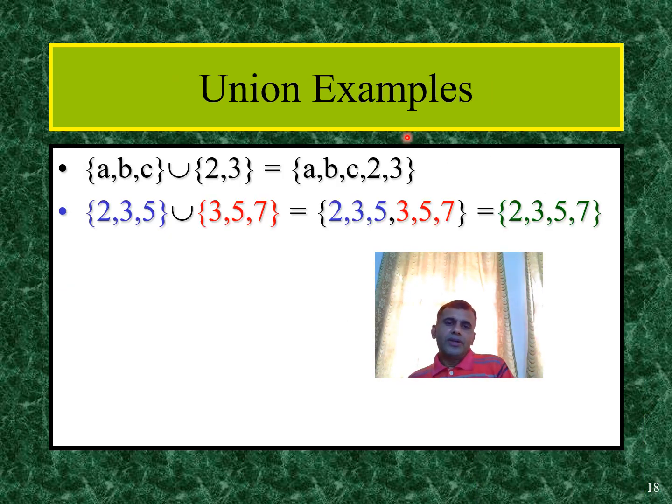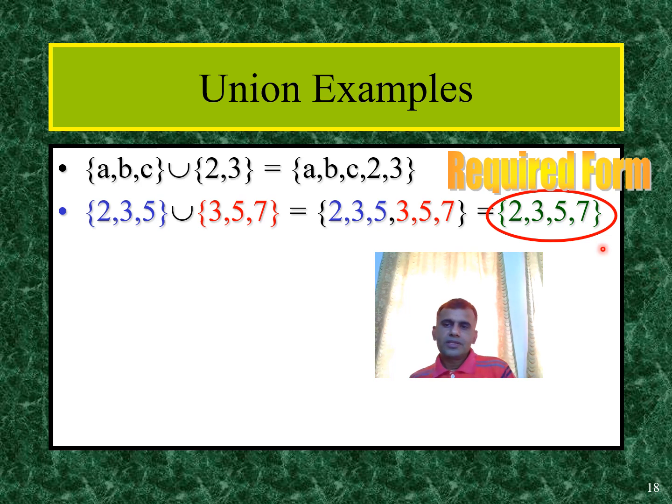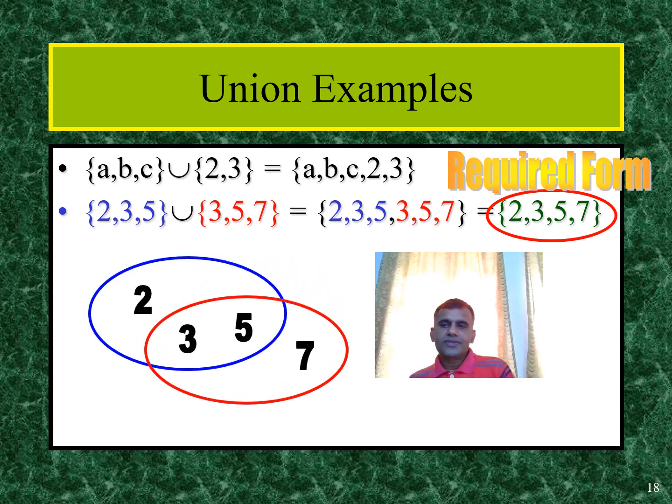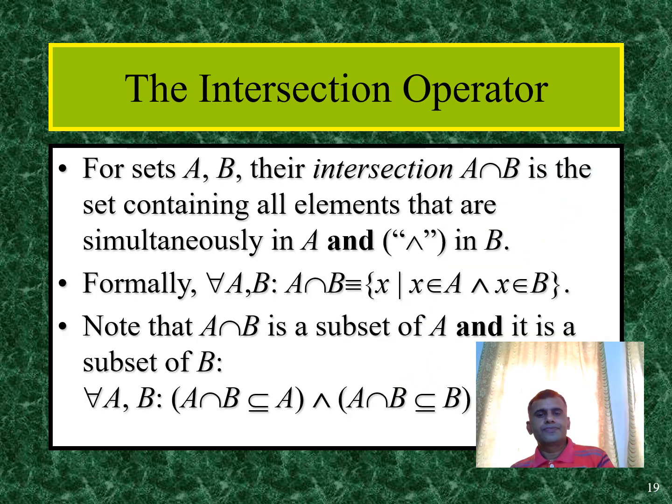Union examples are given. These are the two sets, and their union has been taken. These two sets, their union has been taken. Okay. This is the required form. Like this we can take.